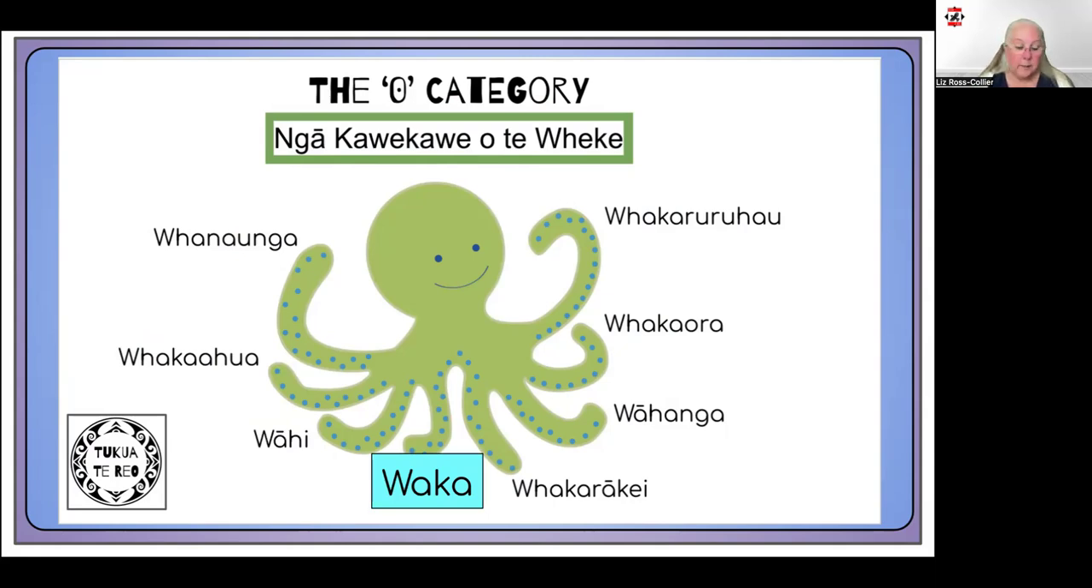The next kawe of te wheke is waka. This refers to all types of transportation, like cars, trucks, planes, buses. Anything that can be used for transport fits into this category. When you're talking about your car, you would say tōku waka. You could say te motoka o Hera, Hera's car.